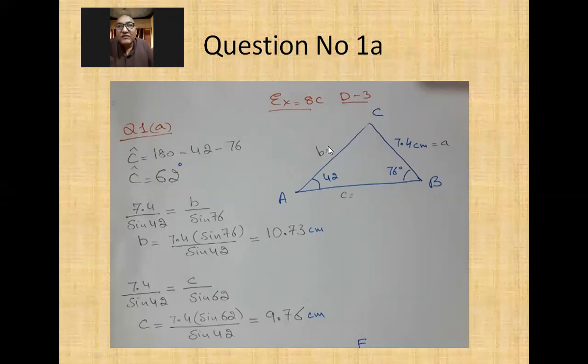First of all, we will find this angle. Because I know two angles in this triangle, we can find this angle. So the angle C will be equal to 180 minus 42 minus 76. So the angle C will be 62.